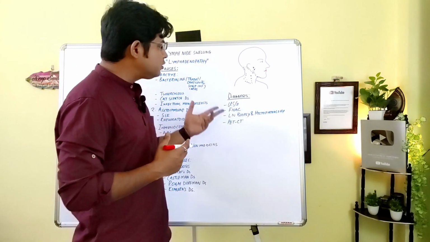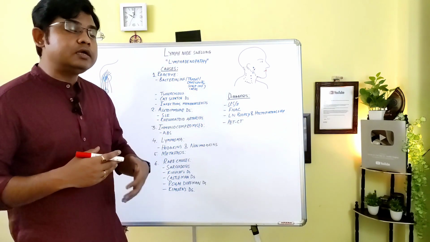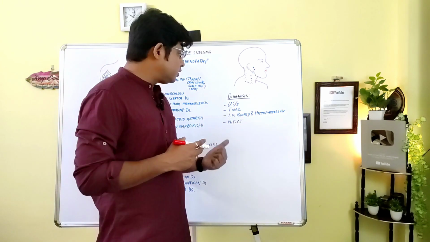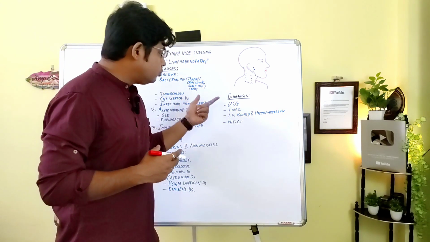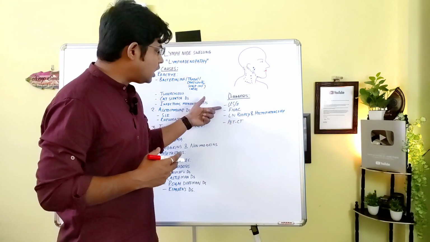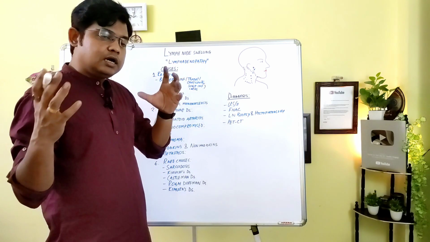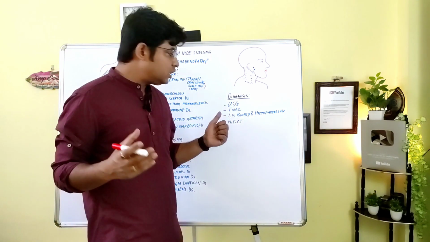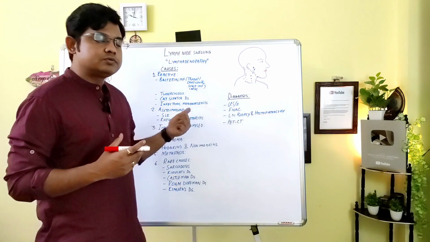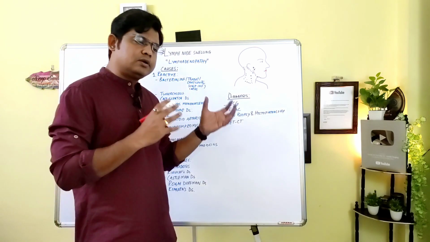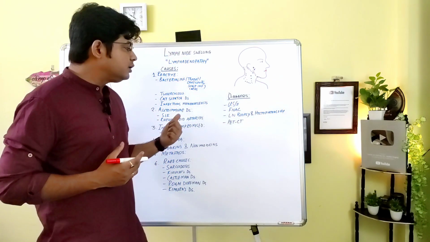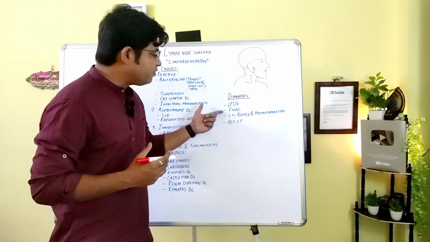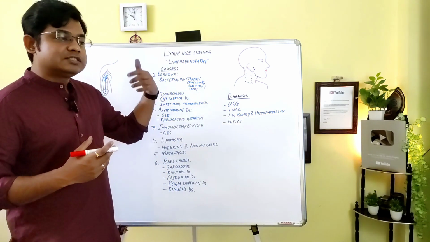Now, how do we diagnose lymphadenopathy? How do we identify the primary cause of lymphadenopathy? The most commonly prescribed investigation is ultrasound. It gives us a lot of knowledge about the nature of the lymph node swelling, or sometimes it gives us an idea about the primary cause. Next investigation is FNAC, or fine needle aspiration cytology.